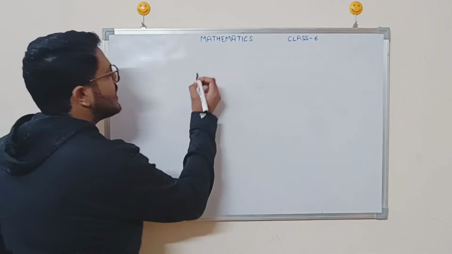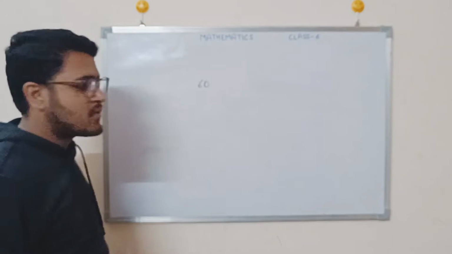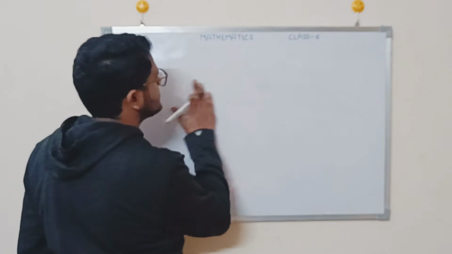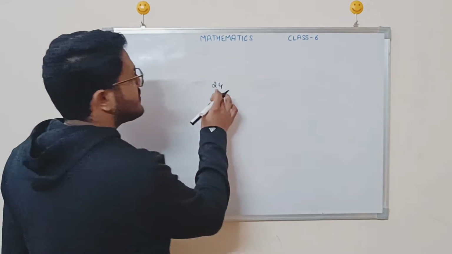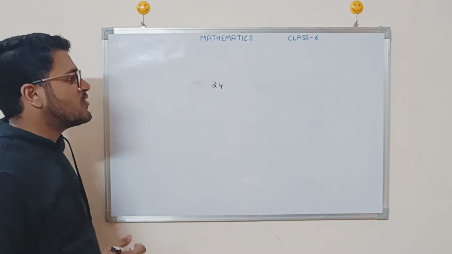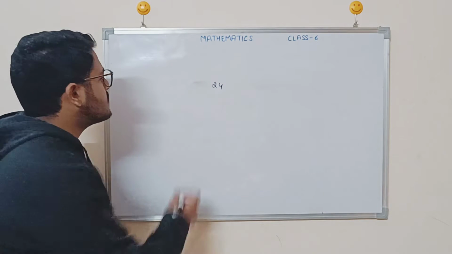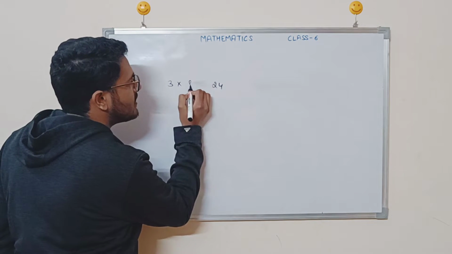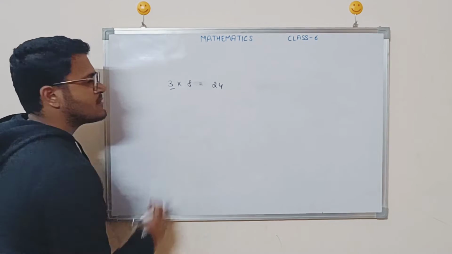Let's say we have a number 60. Okay, before 60, let's discuss 24. If I ask you whether 24 is divisible by 3 or not, you very well know that 3 into 8 is 24, right?